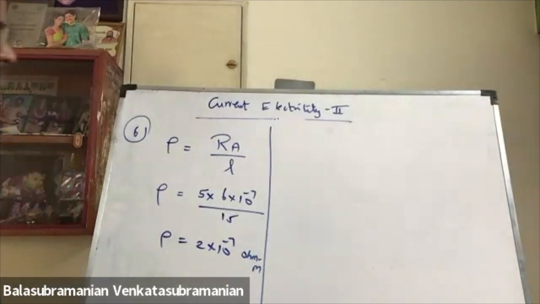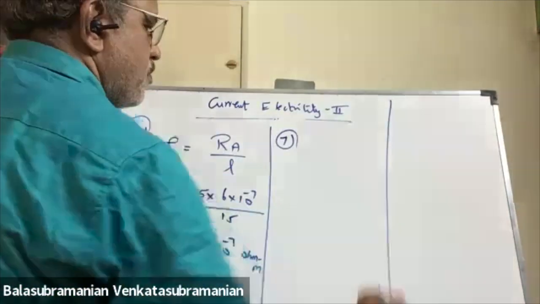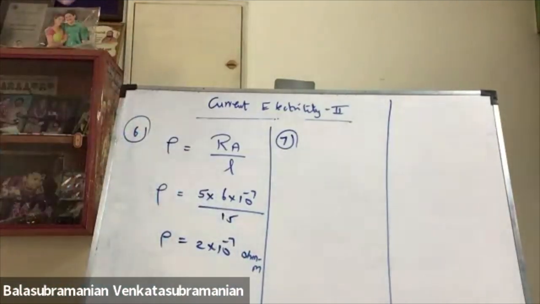Okay. Seventh problem. A silver wire has a resistance of 2.1 ohm at 27.5 degrees Celsius, and resistance of 2.7 ohm at 100 degrees Celsius. Determine the temperature coefficient of resistivity of silver. One resistance is 2.1, another is 2.7. One temperature is 27.5, another temperature is 100.